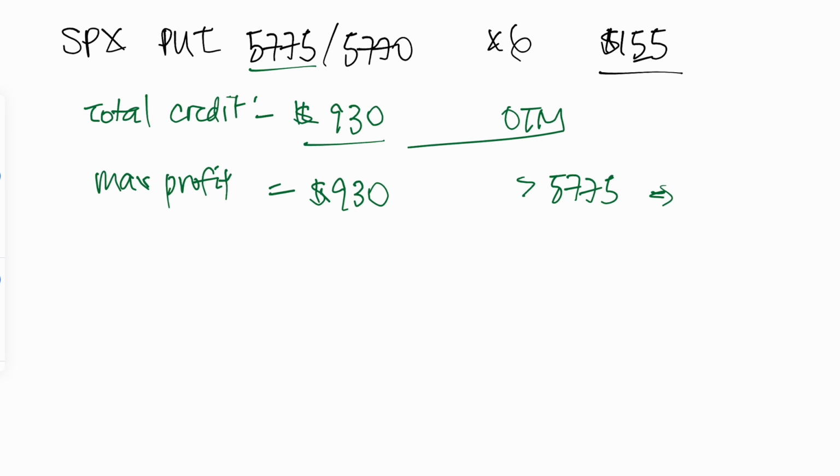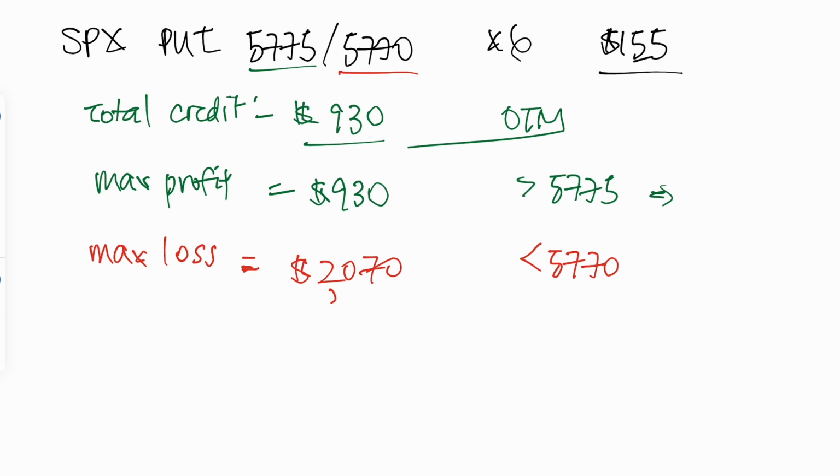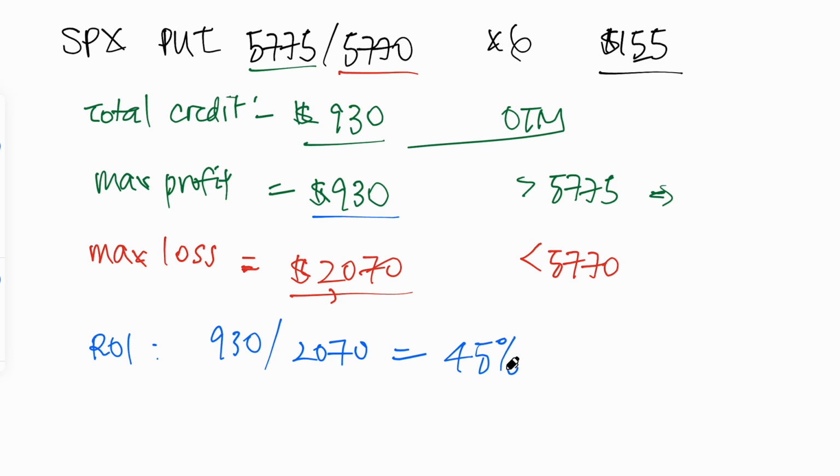And if it's below 5770, which is below our bottom leg, our protection leg, we'll take our max loss, which will be $3,000, 500 times 6, minus 930, which will be $2,070, which is our max loss. Which means that we can calculate my return on investment since I made max profit of 930, which means that it will be 930 divided by 2070, which will equal 45%. Actually, just in an hour or so, I made 45% return on investment.